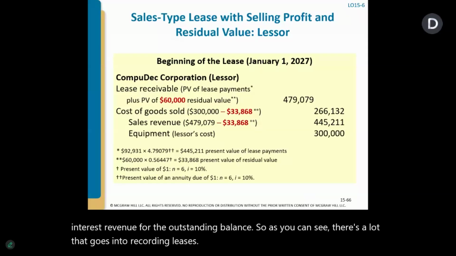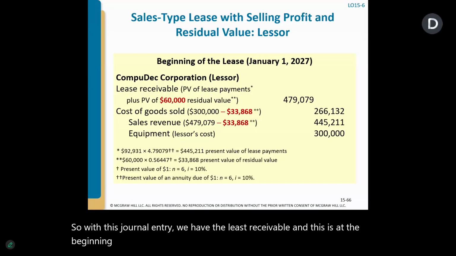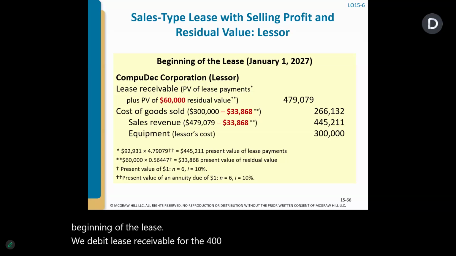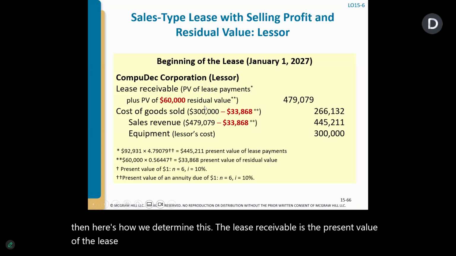So with this journal entry, we have the lease receivable, and this is at the beginning of the lease. We debit lease receivable for the 479,000. We credit cost of goods sold. And then here's how we determine this. The lease receivable is the present value of the lease payments plus the $60,000 residual value. And then from there, we have to figure out our cost of goods sold.